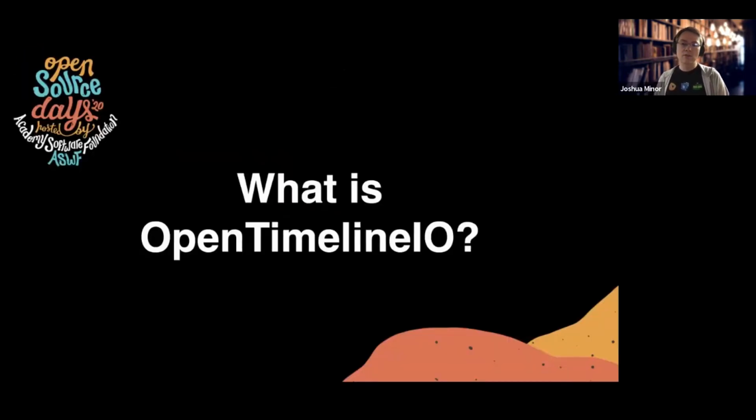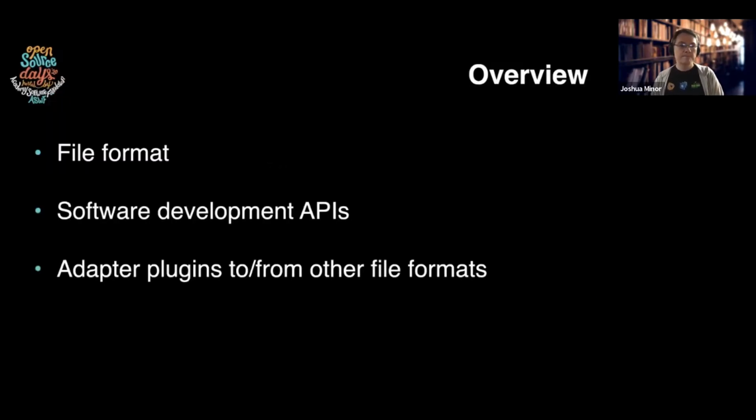So first, let's start with just an overview of what is OpenTimelineIO in case you're wondering. OpenTimelineIO is an open source project. It has three main important parts. The first is a file format for storing editorial timelines. There's also an API for software engineers to use when building applications and workflows that use timelines. And it's also a set of adapter plugins for converting between OpenTimelineIO and other timeline formats.